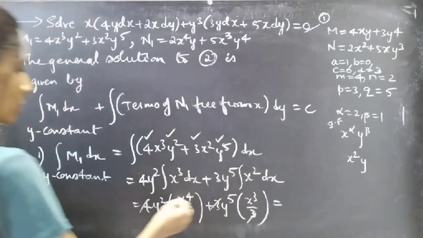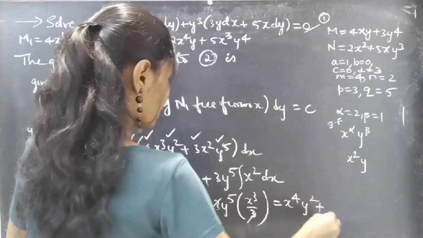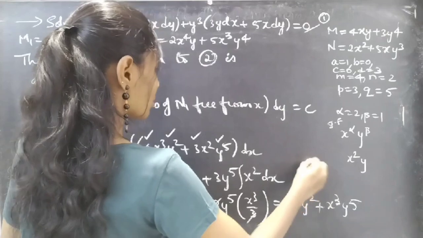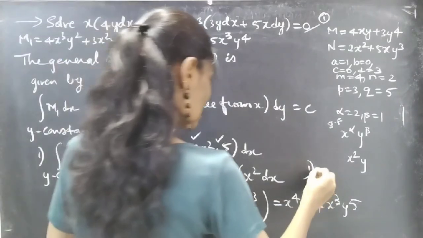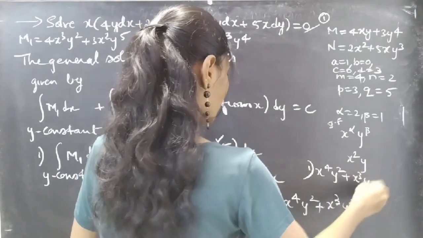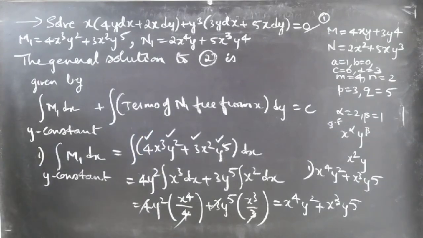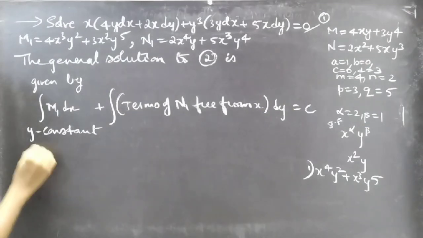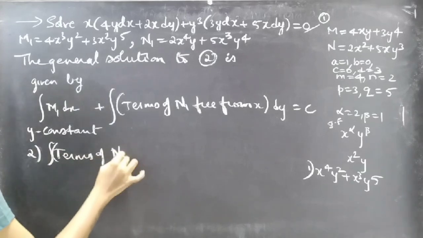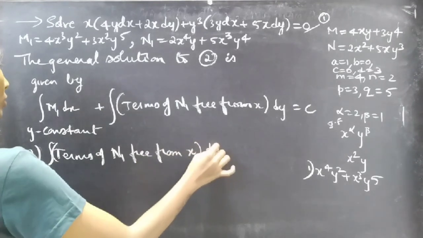This gives us x⁴y² plus x³y⁵. So the result obtained from the first integral is x⁴y² + x³y⁵. Now coming to the second integral, the integral of the terms of N1 free from x into dy.